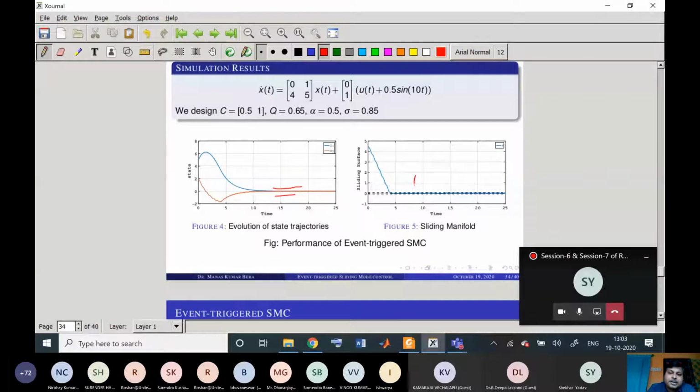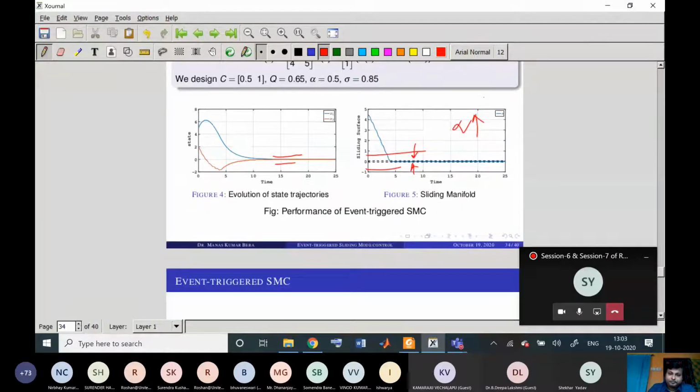The sliding surface is not exactly 0. Instead, it is inside a band, and this band size depends on alpha. If you choose a very large alpha, then definitely this band size will be larger. With a larger band size you will get poorer performance, but in terms of control updates you will save, because the number of control updates will be less.